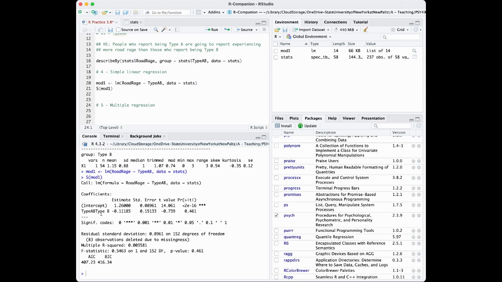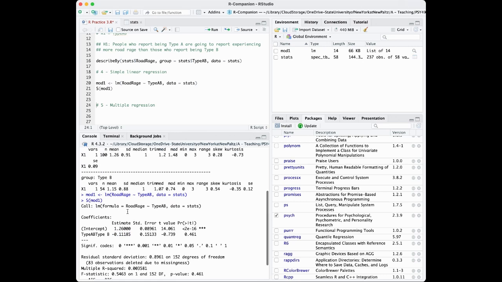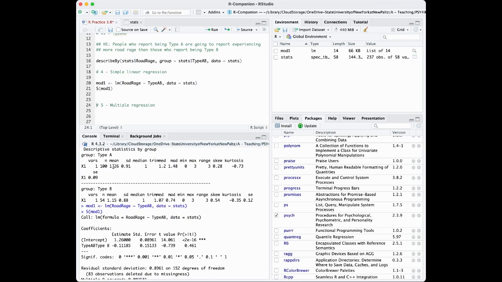Then we have our regression coefficient for type A and B, and the baseline is type A. This regression coefficient of negative 0.111 says that this is the difference between the two groups. And when we go from type A to type B, our scores on road rage go down by 0.11. So that's why this is a negative 0.11.